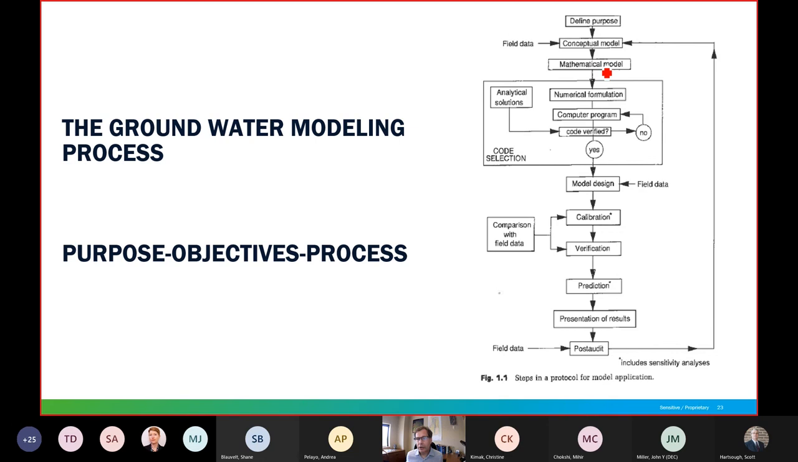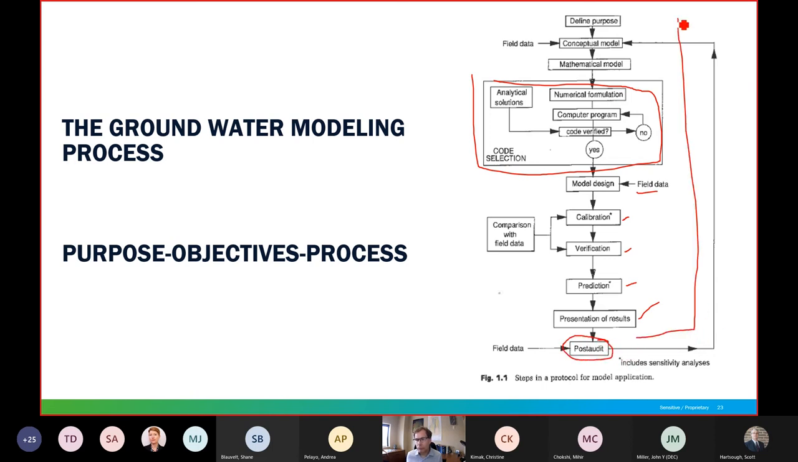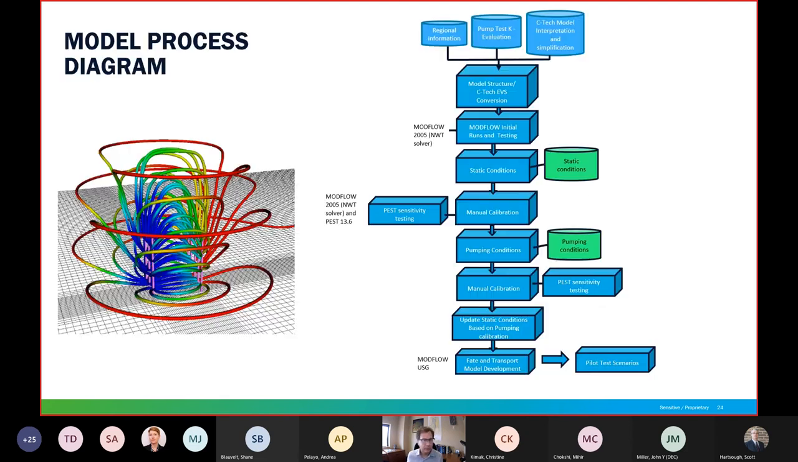So this diagram here, which is going back to one of the first ModFlow articles, really shows the flow path of our groundwater modeling process in terms of deciding on a model, collecting field data, doing calibration, verification, prediction, presentations of results, and then a post audit. And sometimes you revert back to your original conceptual model because you've learned something about your site from your post audit and comparison to your field data. I bring up these three components here: purpose, objective, and process. Those are critical to any groundwater modeling exercise.